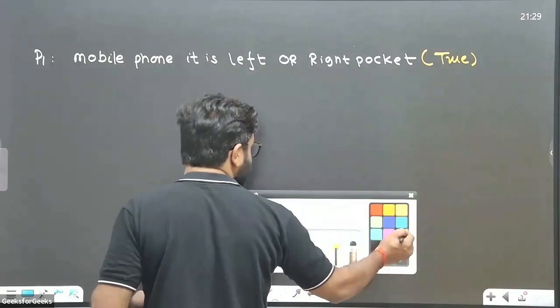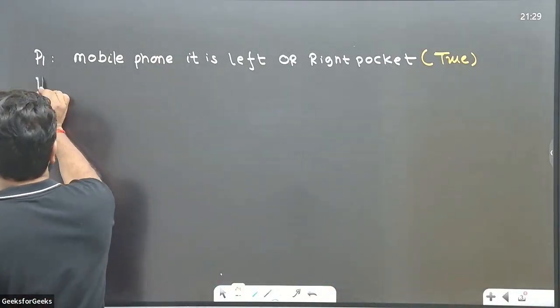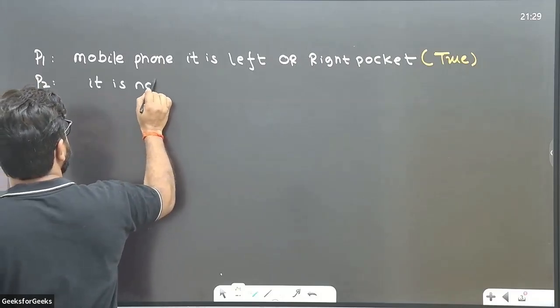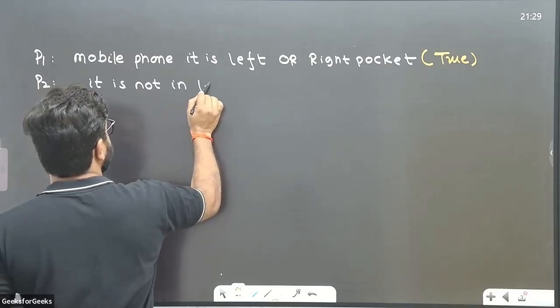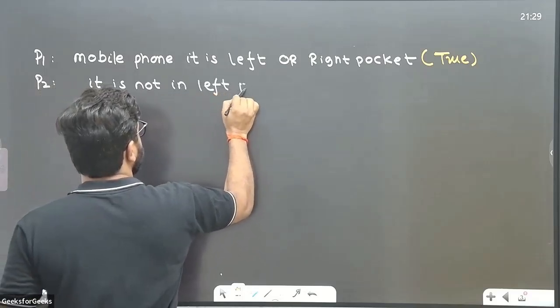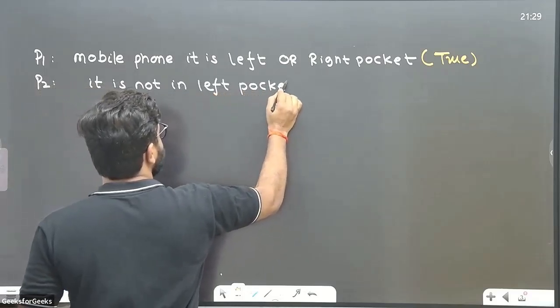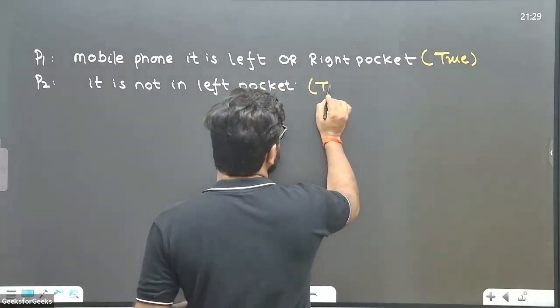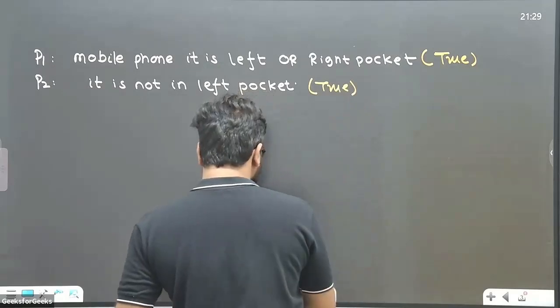Now here I'm taking another premise, and that premise is also true. It is not in the left pocket. For example, let's take this example. It is not in the left pocket, and this statement is also true.